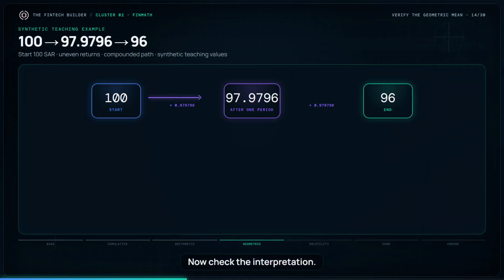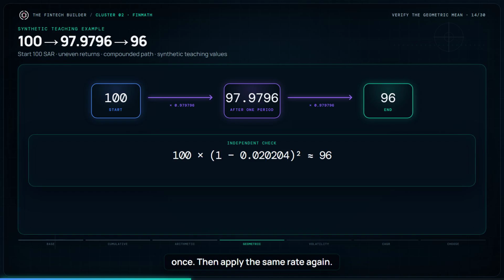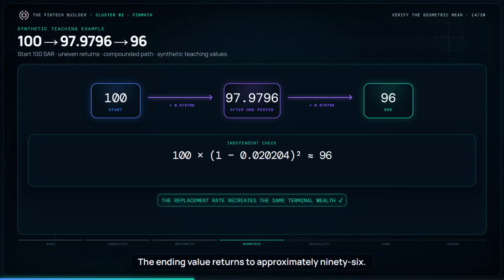Now check the interpretation. Start with 100. Apply approximately negative 2.02% once. Then apply the same rate again. The ending value returns to approximately 96. That independent reconstruction is why the geometric mean belongs to the compounded path question.